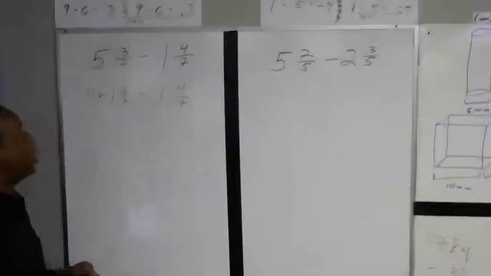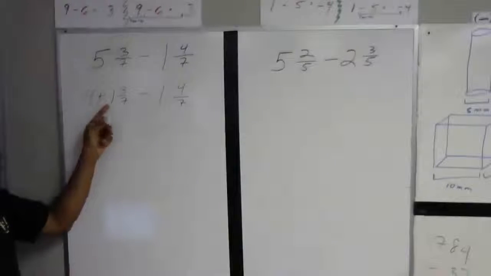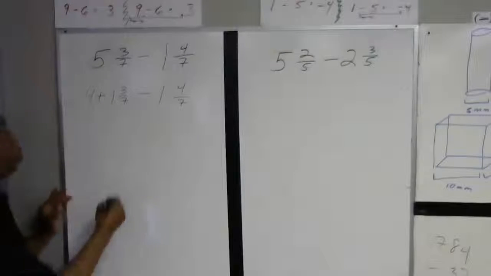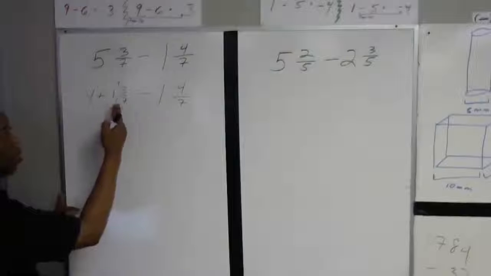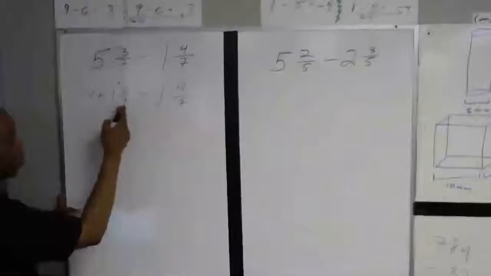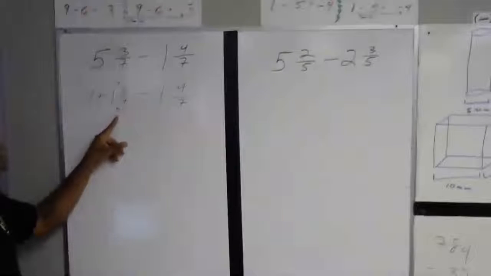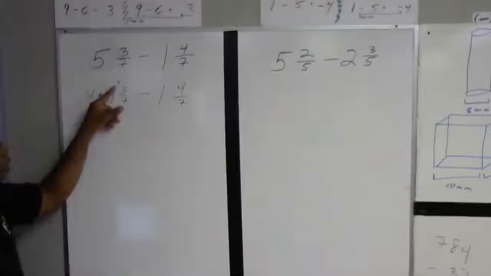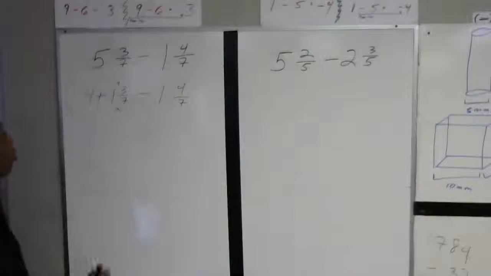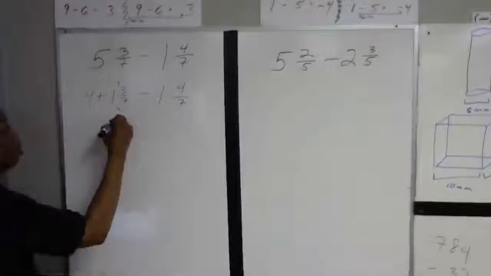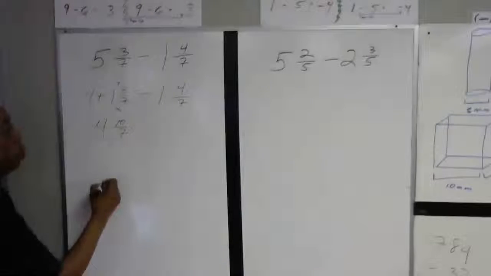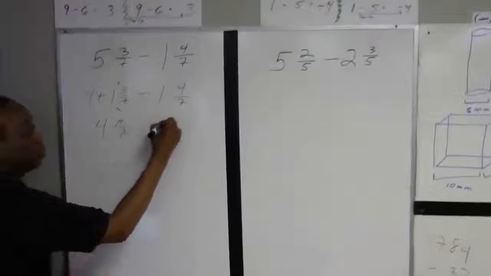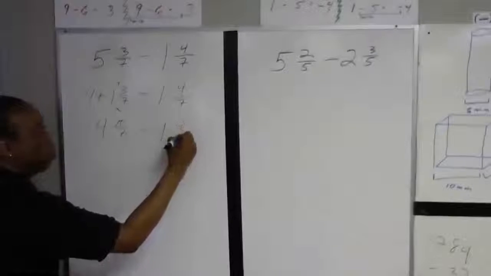Now that I borrowed 1 from the 5, and it's next to the 3 sevenths, I'm going to use multiplication and adding to make this fraction into an improper fraction. So 7 times 1 will be 7, plus 3 more will make 10. So this becomes 10 sevenths with a 4 in front, minus 1 and 4 sevenths.